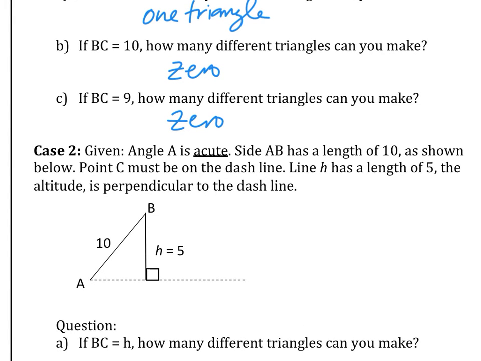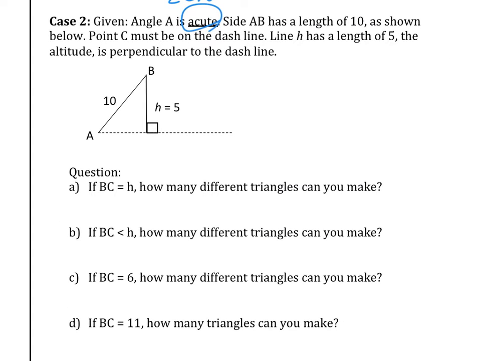Case number 2. Angle A is acute. What does acute mean? Less than 90. Side AB still has a length of 10, shown below. C has to be somewhere on the dashed line, and that H is an altitude, so that means it makes a 90 degree angle with the base, and that length is 5. Okay, with your partner, same question. How many different triangles can you make?